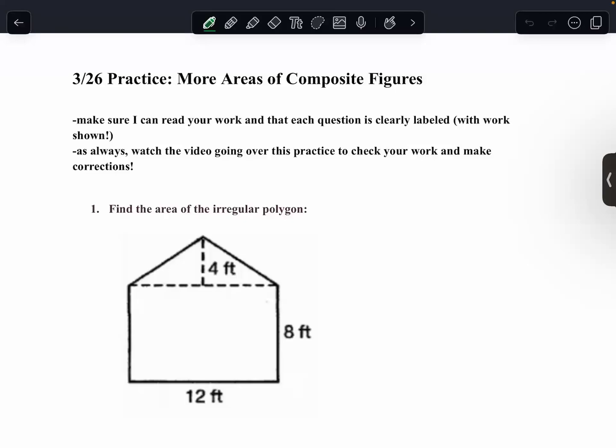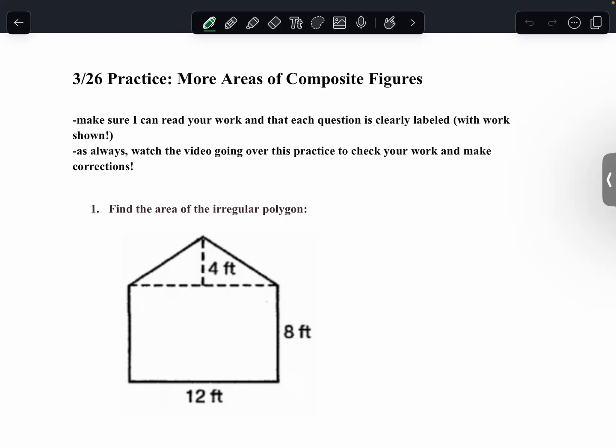All right, so we're on 326 practice, last day before we do a review, then a quiz on the standard. So this is more areas of composite figures, what I titled it. So it's basically just different examples and different types of problems you'll see with finding the areas of composite figures.